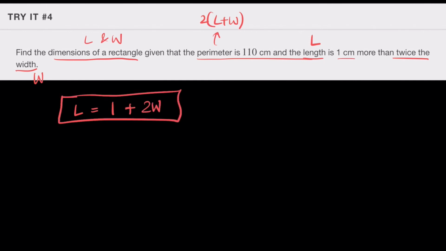So L is 1 plus 2W, and you have W, and they have given us the perimeter, which is twice the length plus W, which is 110 centimeters. So use the data now. So pause the video right here and try to solve this problem.